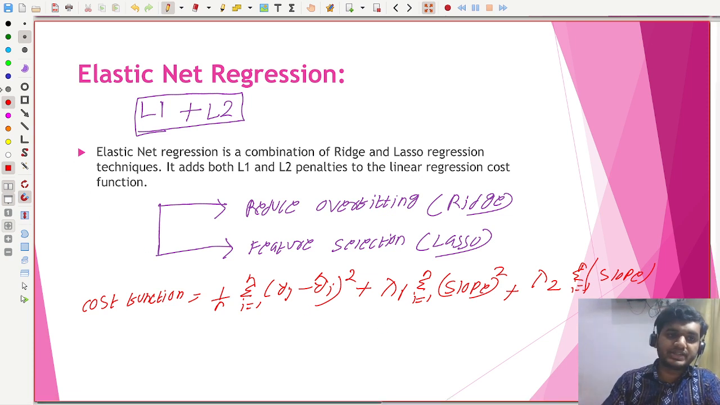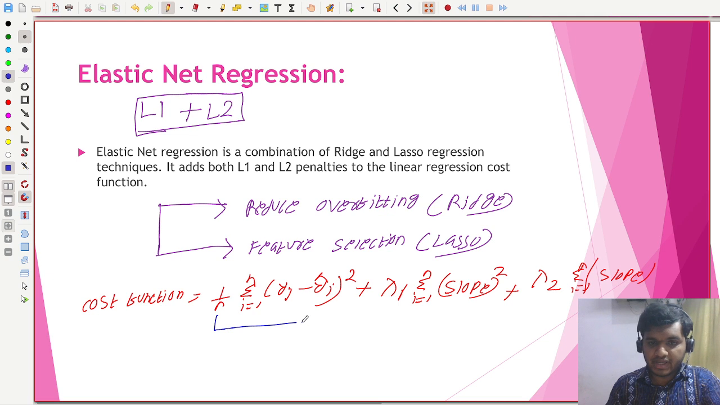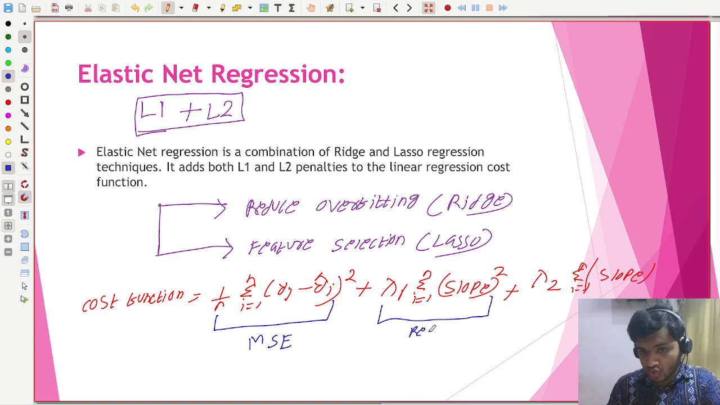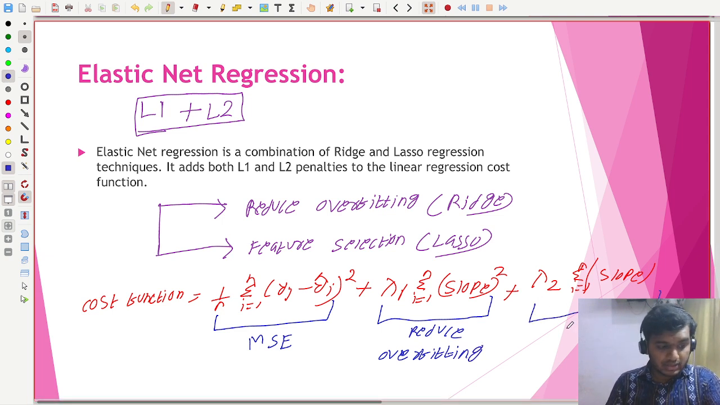So the first term is your mean square error, and the second one is for ridge regression, to reduce overfitting, and the third term is for feature selection. Okay.